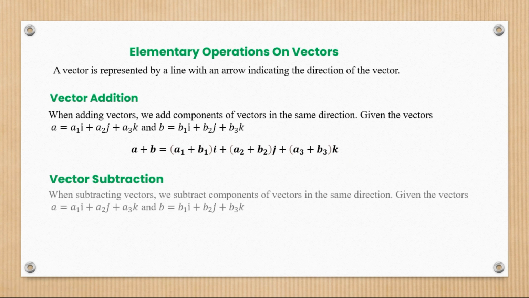How about vector subtraction? In subtracting vectors, we subtract components of vectors in the same direction. So for example, given these same vectors right there, a minus b is, so we'll have this (a1 minus b1) i plus (a2 minus b2) j plus (a3 minus b3) k. So that's how we do the vector subtraction.